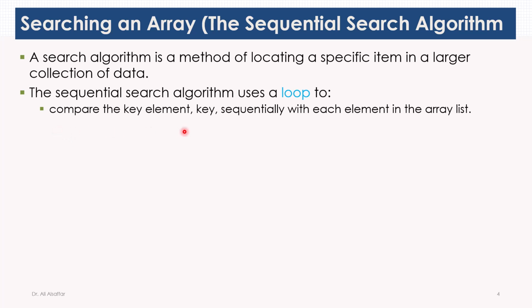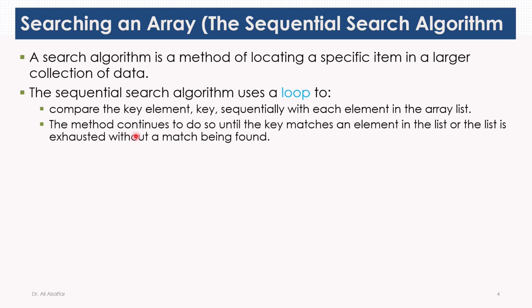First, it compares the key element, which is the element that we are looking for in the array, called key. It compares the key element sequentially. When we say sequentially, it means in sequence, one after the other, from the beginning of the array until the end of the array. Then the method continues to do so until the key matches an element in the list, or the list is exhausted without a match being found. So either the element we are looking for, which is key, is found and we have a match, or the element is not found and we don't have a match.